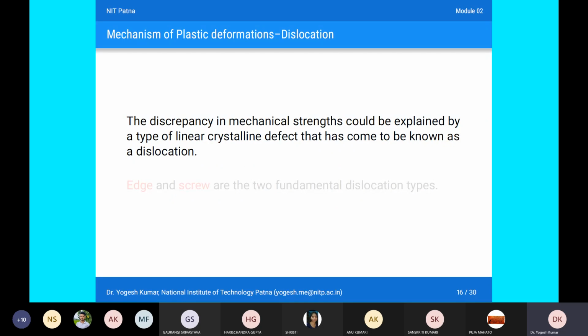As I told, the discrepancy in mechanical strength could be explained by a type of linear crystalline defect that has come to be known as dislocation. These dislocations are basically of two types. One is called edge, and another one is called screw.